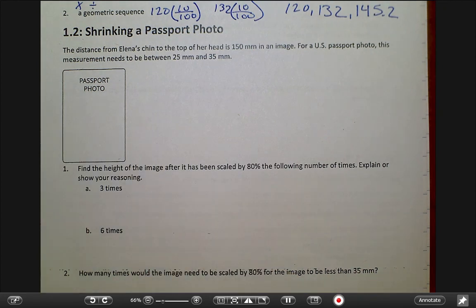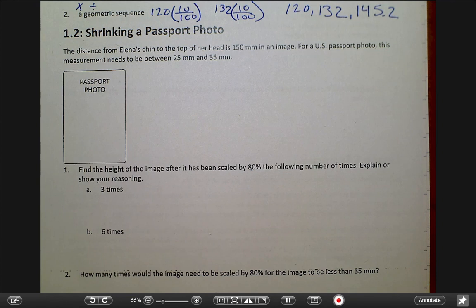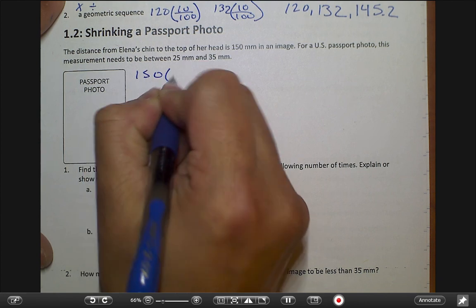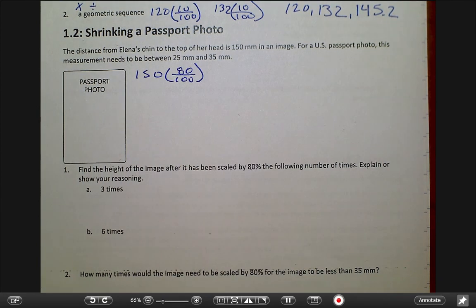So what we're going to do is take that image and reduce it. Let's start by reducing it by 80%. How do I write 80%? 80 over 100. Okay, but what is my starting amount? 150. So I would do 150 times 80 over 100, which is 120. Which is how much? 120. Yes, that's what I put.